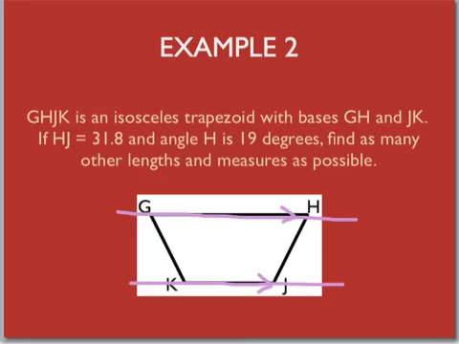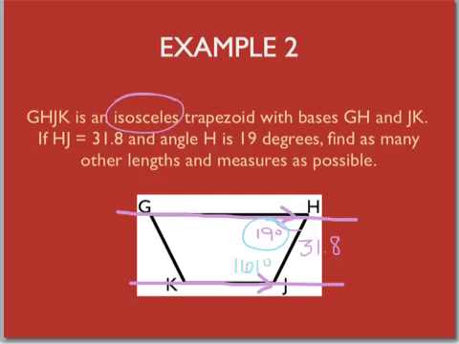It says HJ is 31.8 and angle H is 19. And notice that this time it does tell me that this is an isosceles trapezoid. Okay, so just like before, I'm going to find this angle J down here. I'm going to take the 19 and subtract from 180. So 180 minus 19 is 161.